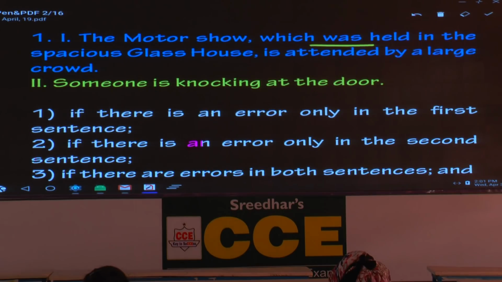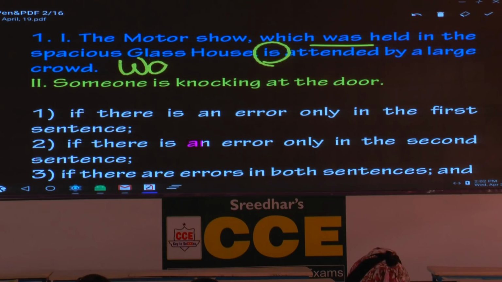Is attended by a large crowd. The second clause is in which tense? Present tense. Now, contextually, the whole context goes into the past. Now, can you use a present tense? No. Where is the error? Is is not correct. Change it to: the motor show, which was held in the spacious glass house, was attended by a large crowd. This is rather easy. Only 1 error.